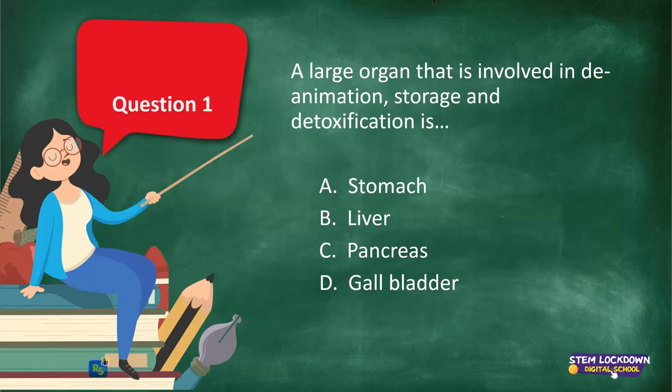Right, so let's do questions. Question one, guys, I need you guys to use the group chat to write in your answers. Right, so a large organ that is involved in deamination, storage, and detoxification is called A, the stomach, B, the liver, C, pancreas, or D, the gallbladder. Please send through your answers, guys. Okay, thank you, Oradilo, for the answer. And everyone else, thank you, Gegeto, for the answer.